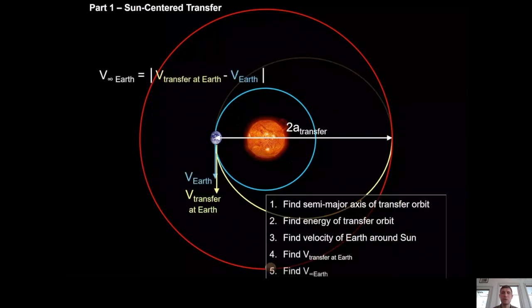Once we have the two of those, we simply subtract them. That difference in velocities between what we're traveling on and what we need to travel on to get to Mars is going to be called V infinity. Normally in a Hohmann transfer, we call that our delta V. Here, we're not actually going to be doing a burn, so we'll call it V infinity. This is the excess velocity we need when we leave Earth.